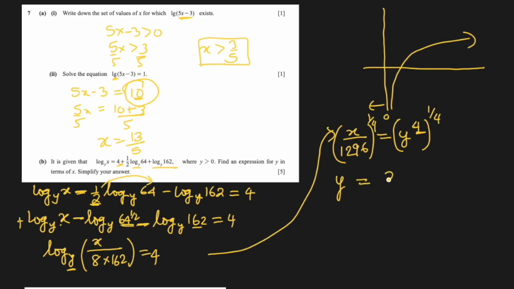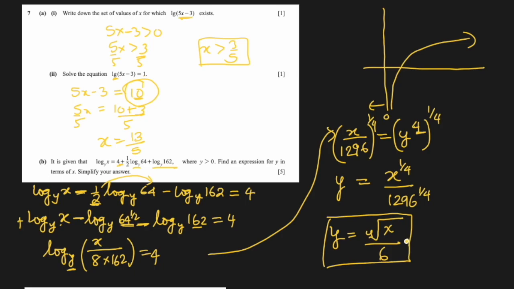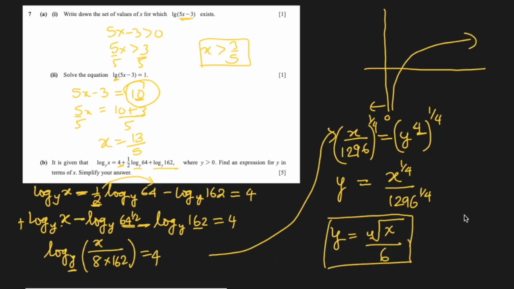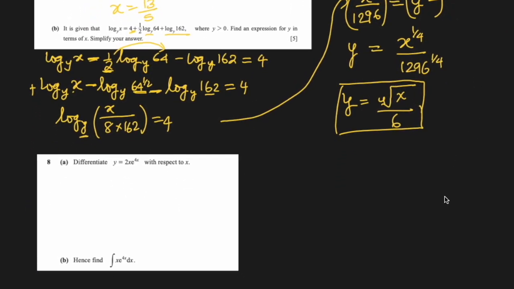Y equal to x to the power 1/4 over 1296 to the power 1/4. So y equal to the 4th root of x. That's how we can write a power 1/4, but we have a number for this. 1296 to the power 1/4 is just 6. This becomes y in terms of x. Okay, let's move on to the next one.